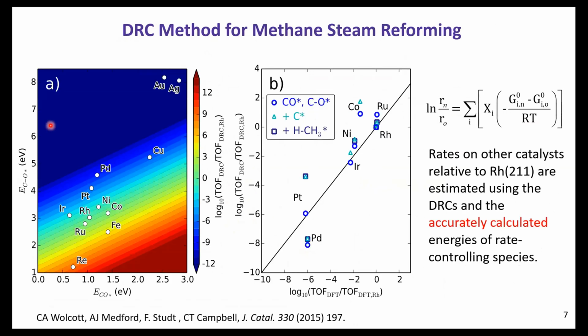Here is the result. In the DRC method, we search the catalyst in a space formed with the energies of the rate controlling species. For example, here, they are the adsorbate CO and the transition state CO. Each catalyst of interest has a position in this DRC map. If we only consider the first two rate controlling species with the largest DRC, these two species, we can estimate the rate relative to the reference catalyst using this equation. We can see the relative rate estimated using the DRC method is very close to the number estimated from the actual DFT calculation.